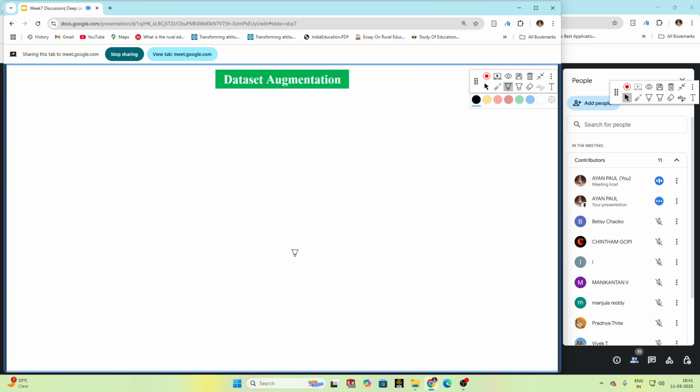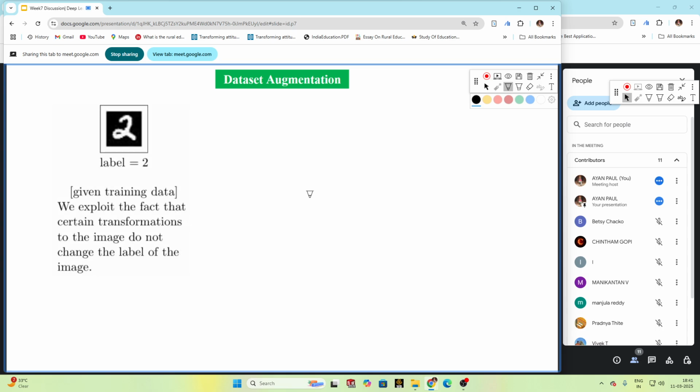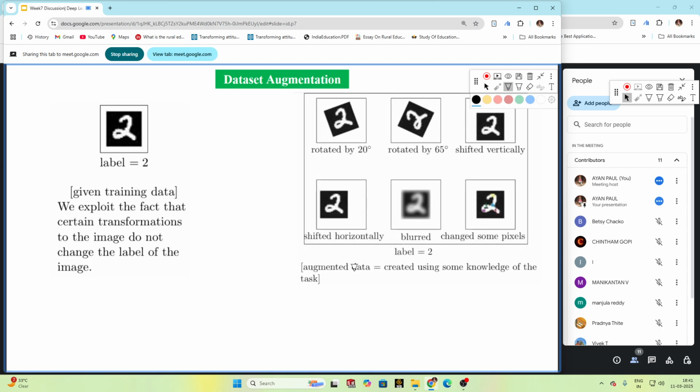Now this is the second type of regularization. We can also do regularization by a technique called dataset augmentation.